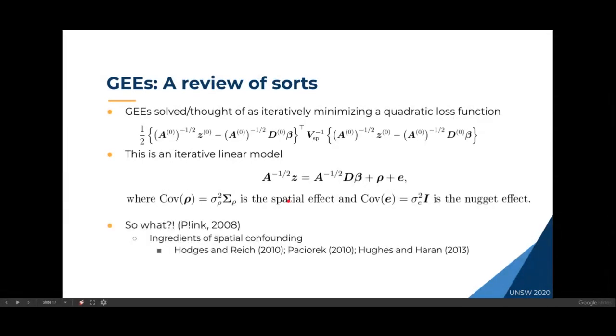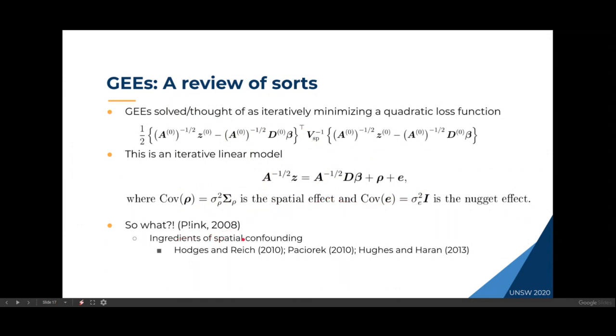So the question is, so what? What's so special about this? In some sense, this review that I've done so far is really all just adapting what is in the original Liang and Zeger paper. If you go back to the original Liang and Zeger papers on GE or the Zeger et al. paper, all of this machinery, so to speak, comes straight out of that. I've just adapted it for spatial data. So what exactly is special about this? It turns out, however, that this working linear model actually contains the ingredients of a phenomenon which is known as spatial confounding.